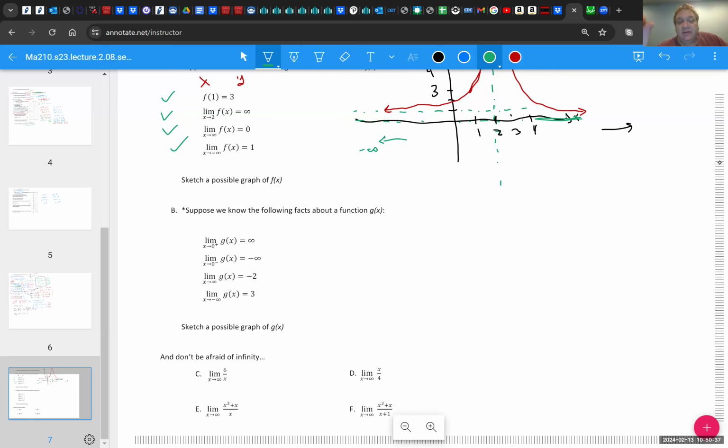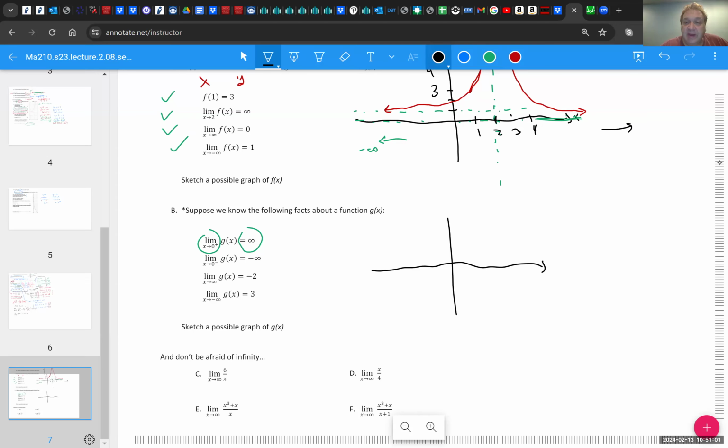Well, if you did get a chance to try that, fantastic. I'm going to be showing you my version of the solution. Our graphs may not be identical because remember, there's more than one that fits the criteria. All right, so we do have a g(x) function here. The first criteria says x is approaching 0 from the right, and the y value is infinity.